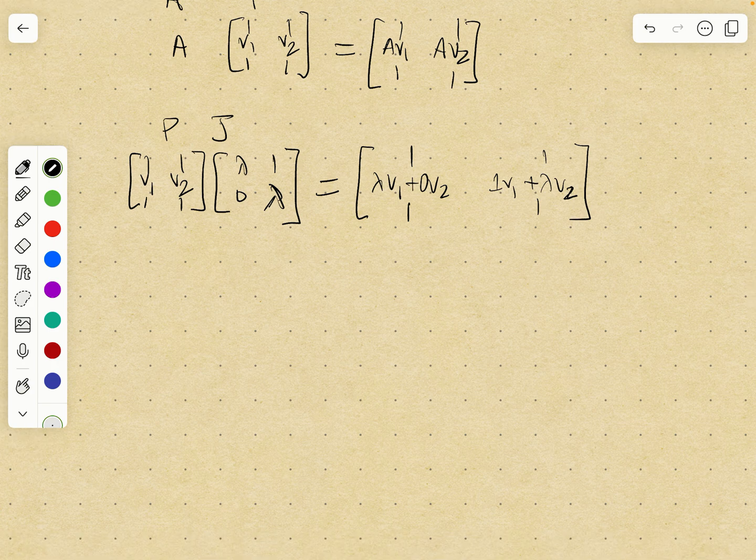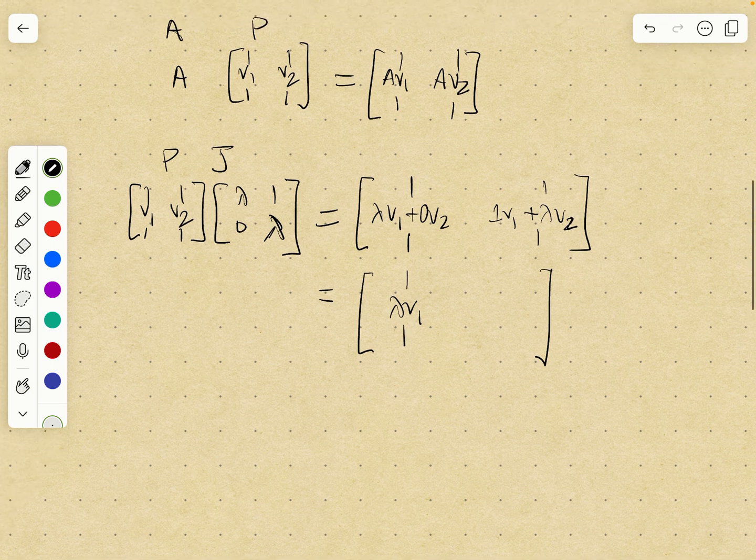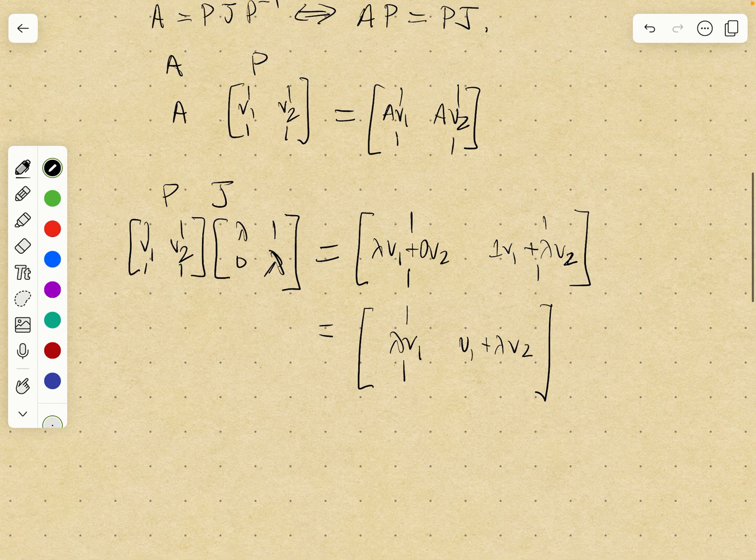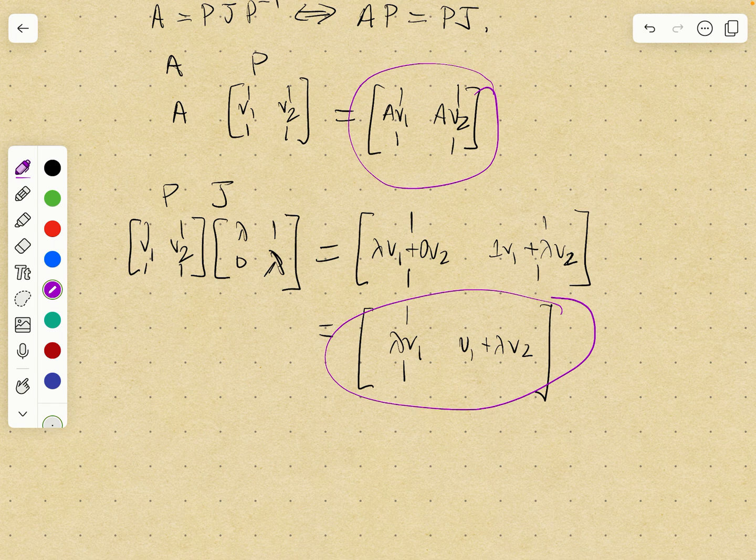And so therefore, this matrix is the matrix whose first column is lambda V1. I just want to remind you that I'm using these symbols to indicate that this is a column. So lambda V1 is the first column, and then the second column is V1 plus lambda V2. Well, these two matrices are the same. This matrix is the same as that matrix.